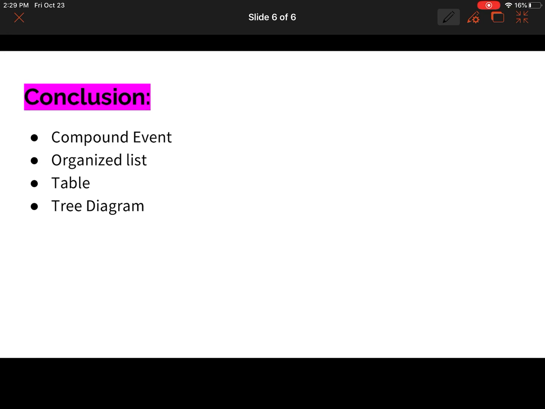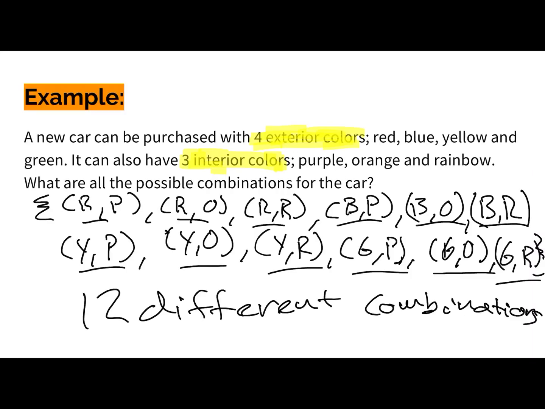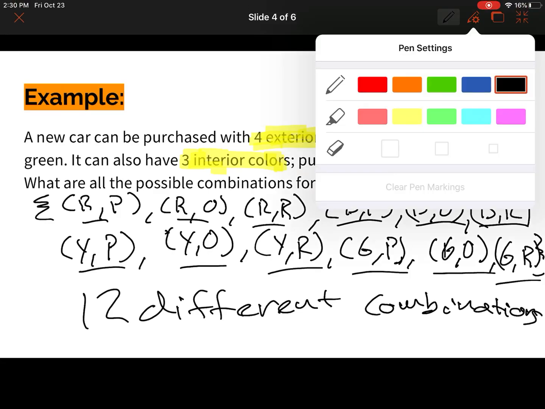All right, so let's go into our conclusion here. Today we talked about compound events, right? And compound events are just two or more events together. We found those using organized lists, making a table, or making a tree diagram. We didn't get to making a table in this video, but we're sure to do one in class. Now for a second, I want to go back and look at these two questions we have here.